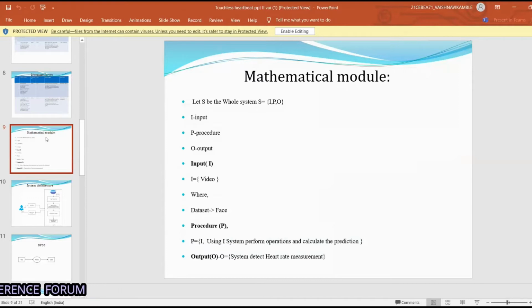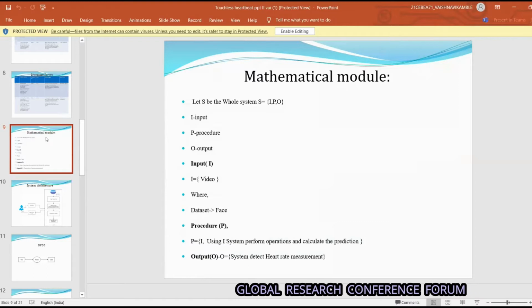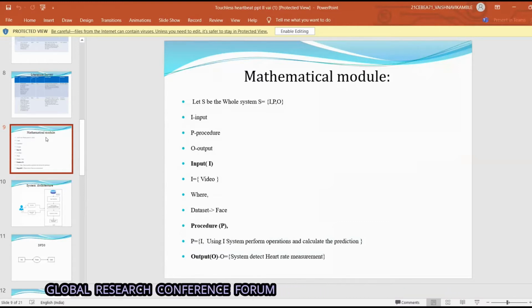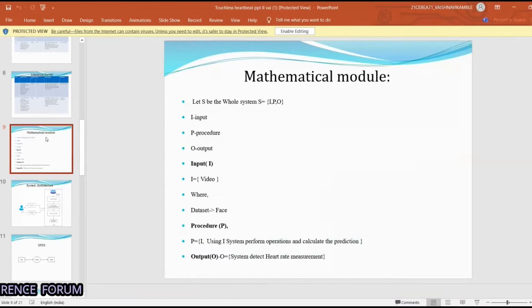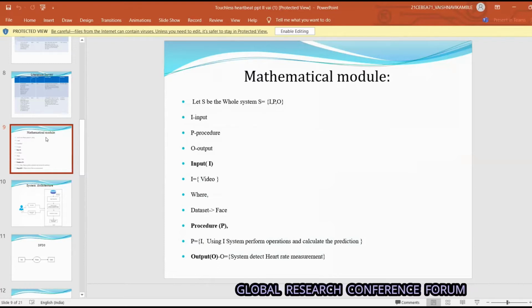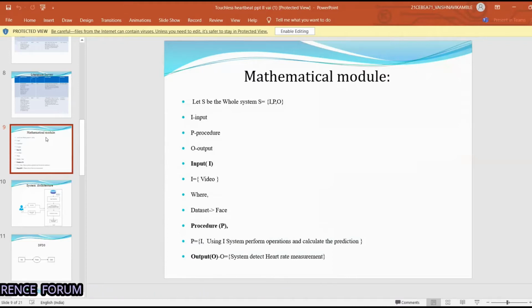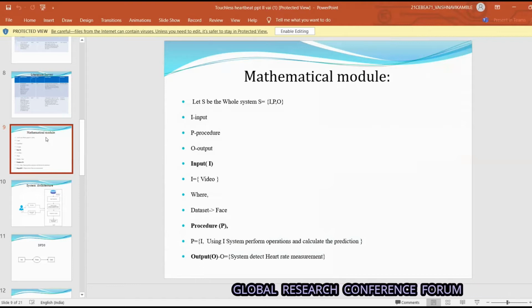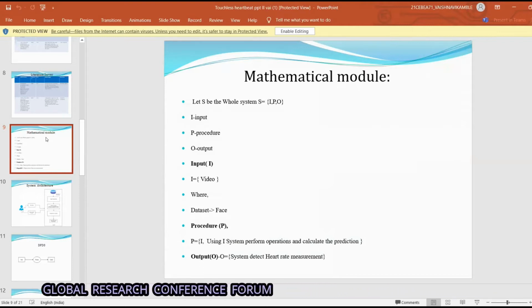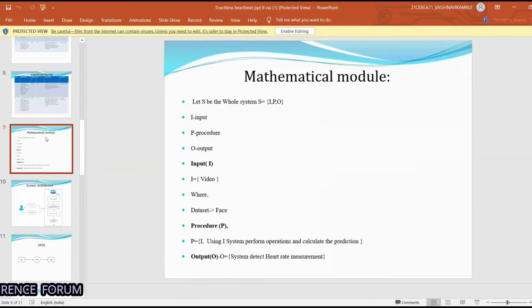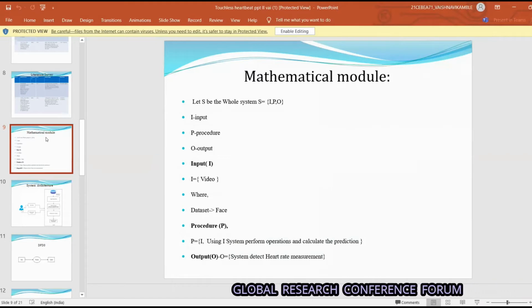So here is the mathematical model. In this, the whole system is IPO. First, I is the input, P is the procedure, and O is the output. In this, the first input is a video. The video will be of our face, we are showing our face. So it will detect our face, and it will show if we are facing a sad posture or gesture. So it will detect that you are sad, and it will show our heartbeat.